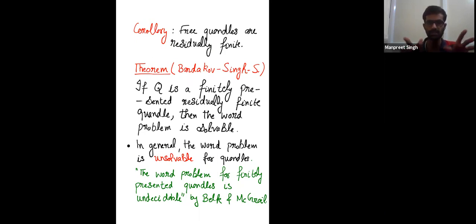Free quandles sit inside the conjugation quandle of free groups, and free groups are known to be residually finite. We also prove that if Q is a finitely presented quandle and it is residually finite, then the word problem is solvable. It was also proved by Belk and McGrail that the word problem is unsolvable in general for quandles.